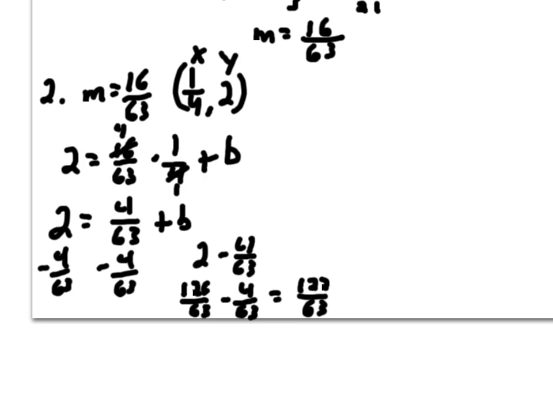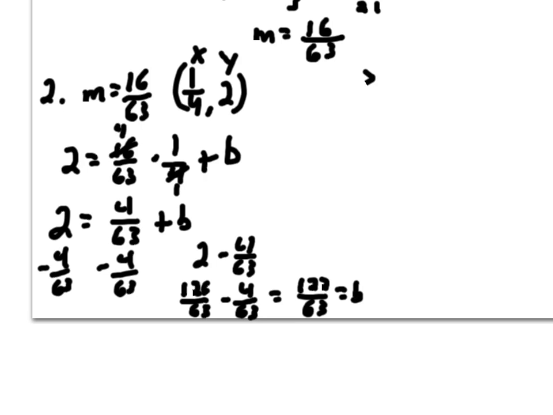Alright, that ends up being 1 and 59/63 if you want to break it down, but you don't have to. Alright, because that number is reduced. There's nothing that goes into 122 that also goes into 63. So that's my b.